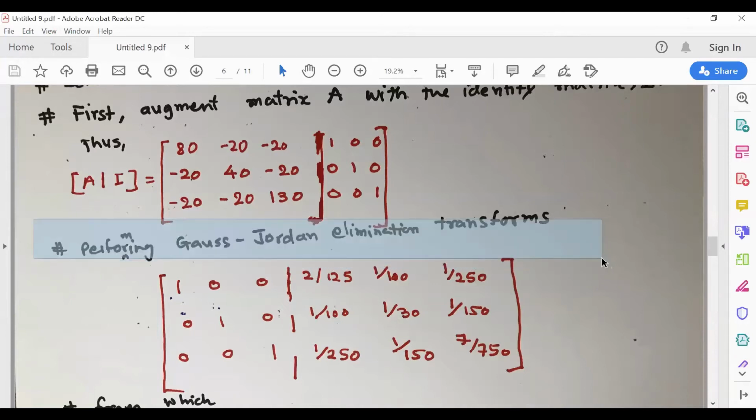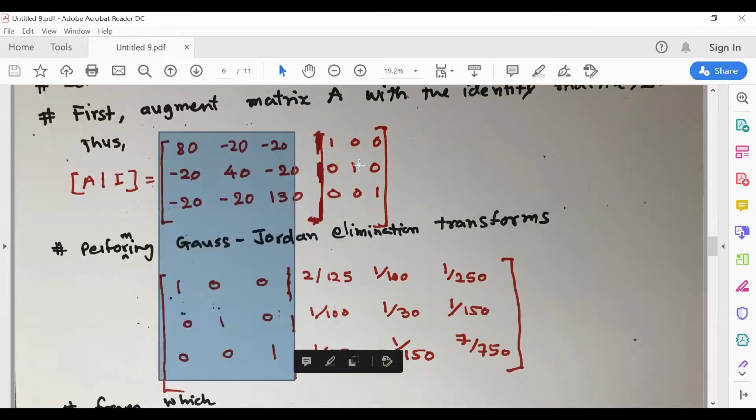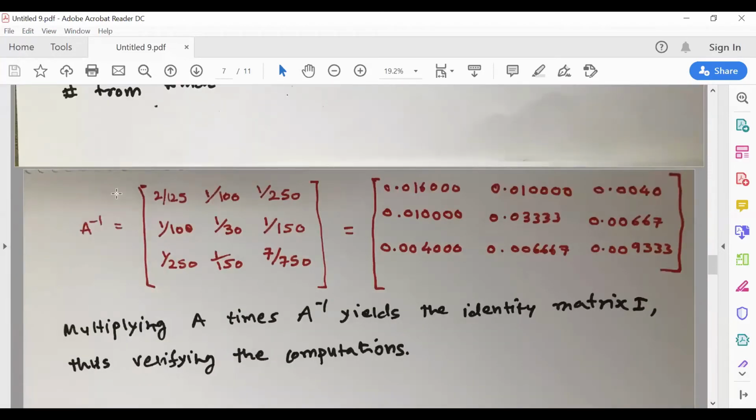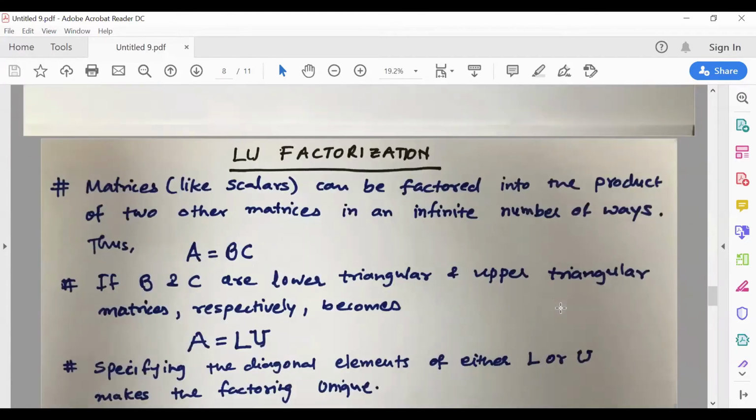Not now, maybe after some time when we finish the discussion on how to solve this for matrix inversion. What we are doing is that your left hand side becomes the identity matrix and the right hand side becomes the inverse matrix, and you can check this answer also. So the inverse is this, and the number of digits is also written for accuracy purposes.